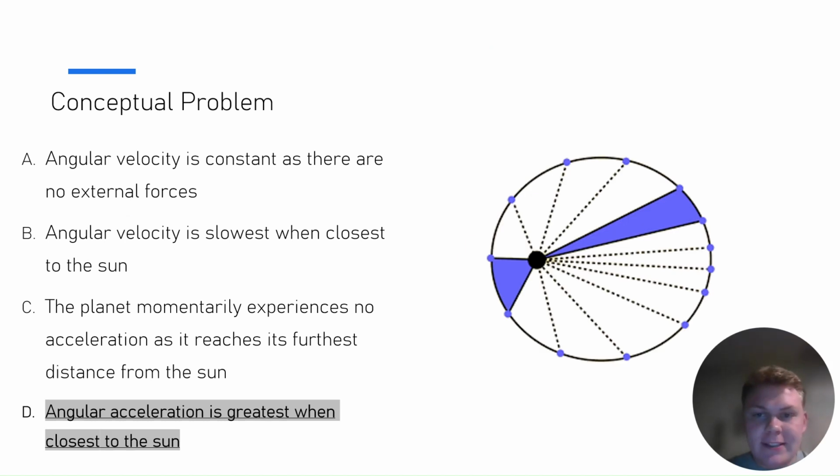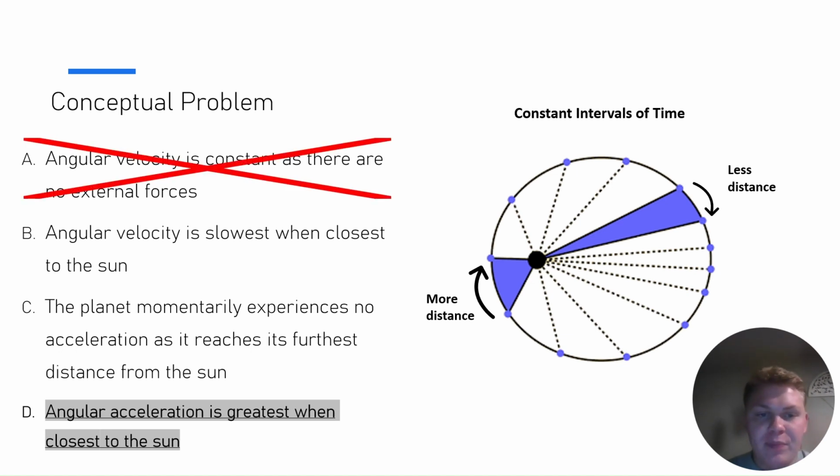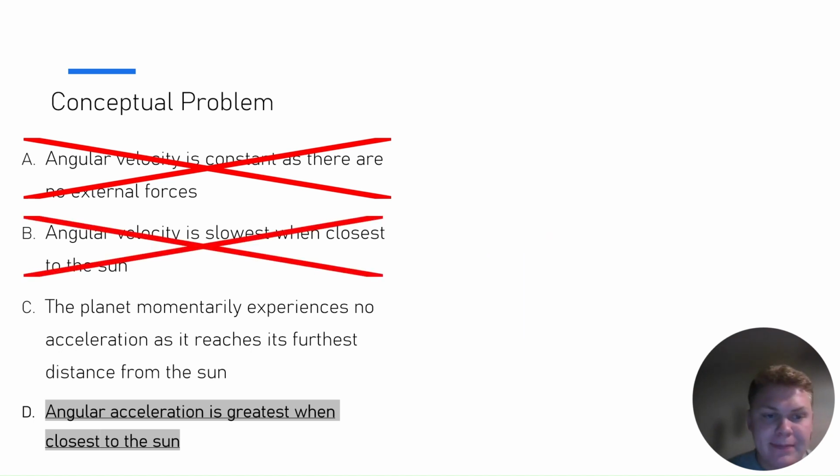So over constant intervals of time, we can see that there are intervals where more distance is being covered and intervals where a shorter distance is being covered. So based on that information, we know that angular velocity is not constant in this system. Based on this information, we can also see that angular velocity is not slowest when it's closest to the sun. We can actually see that it is covering the most distance when it's closest to the sun. So we know that that's not correct.